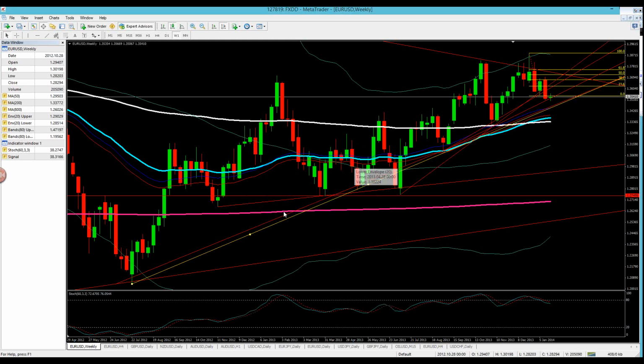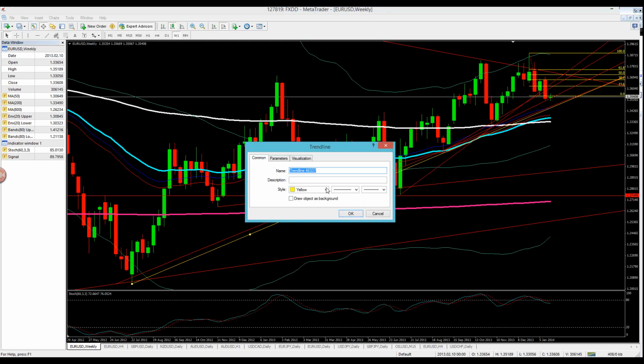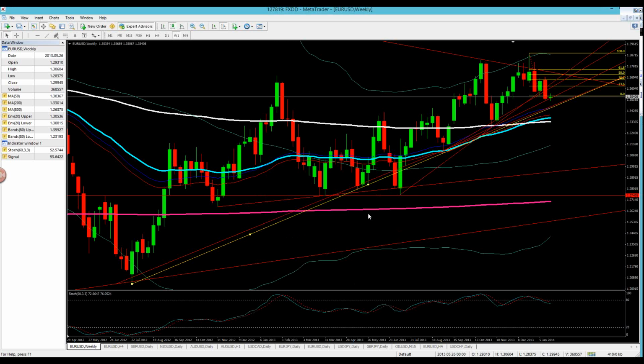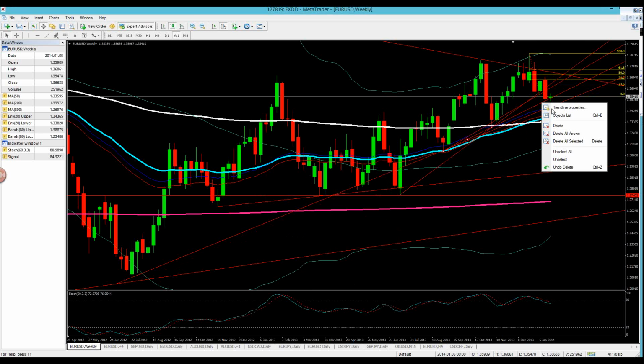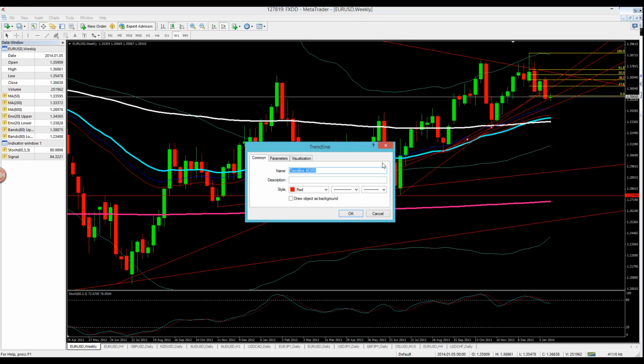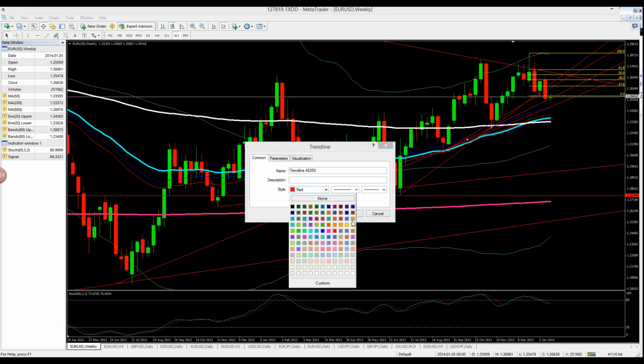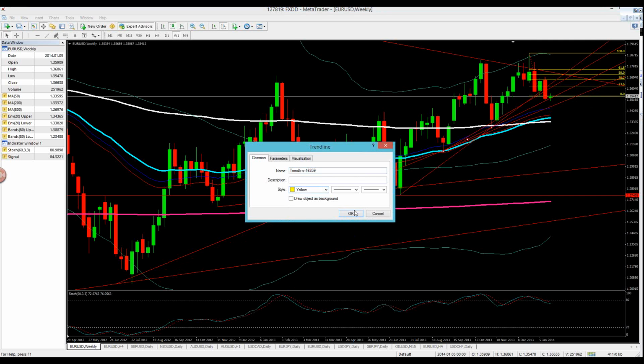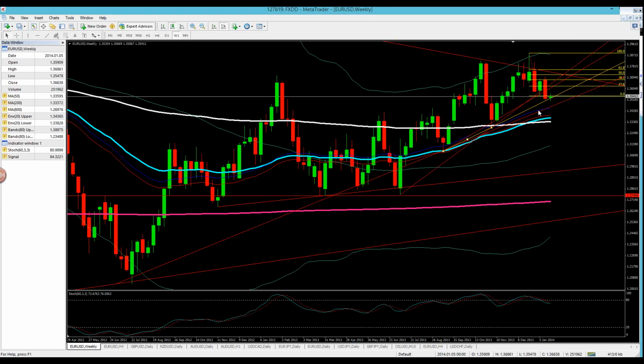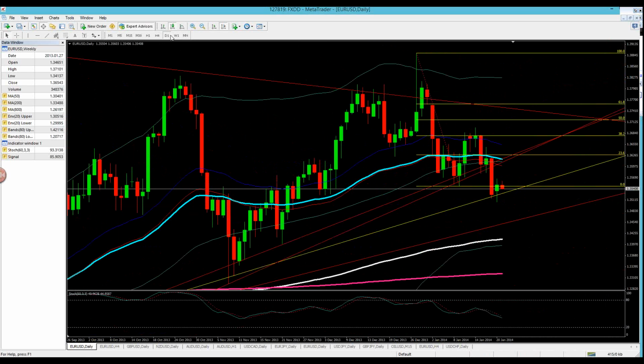Oops. It's not the one that I wanted to distinguish here. Actually, I can delete it. This is the one that I wanted to distinguish. Okay, so let's take a look at it on the lower time frame. I just went up to the weekly to get a better idea of where the market was.